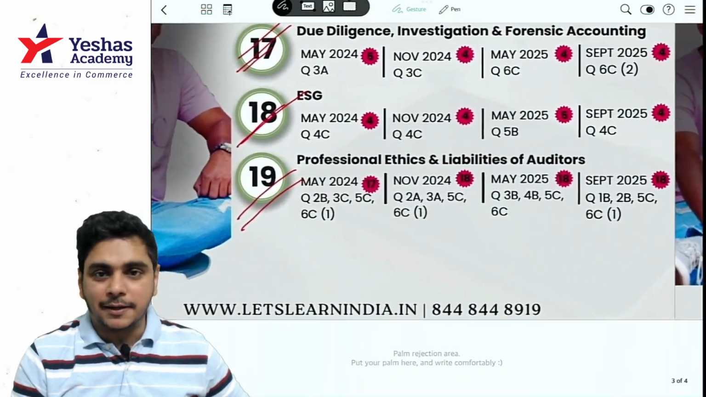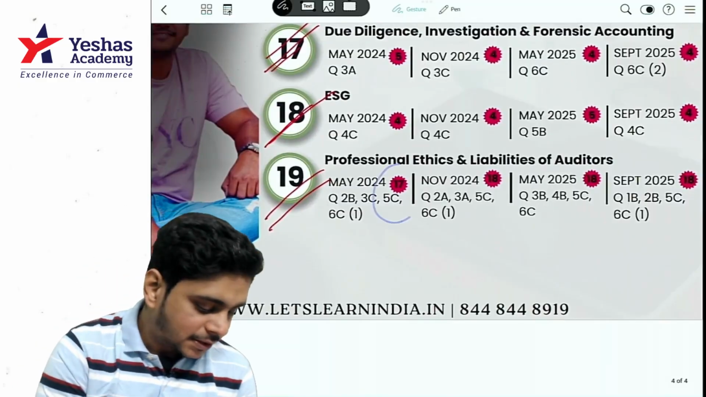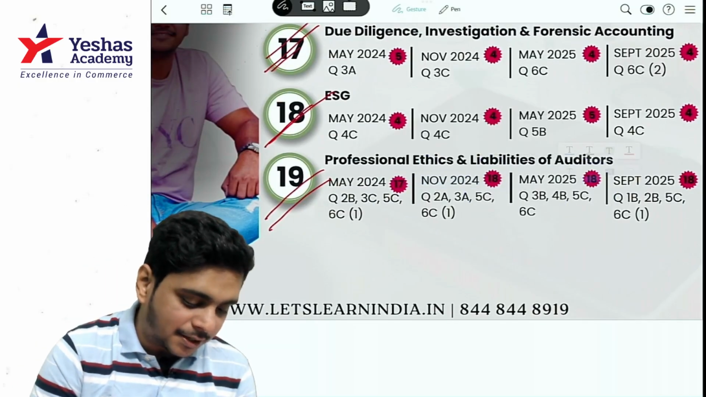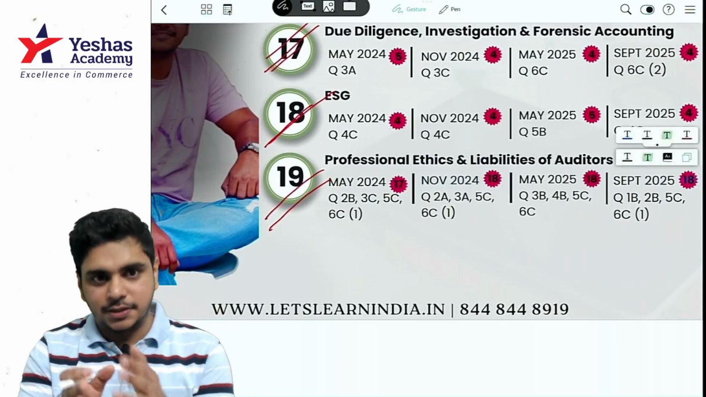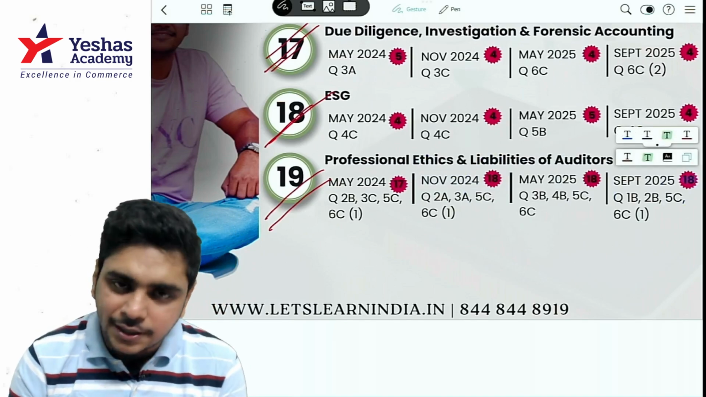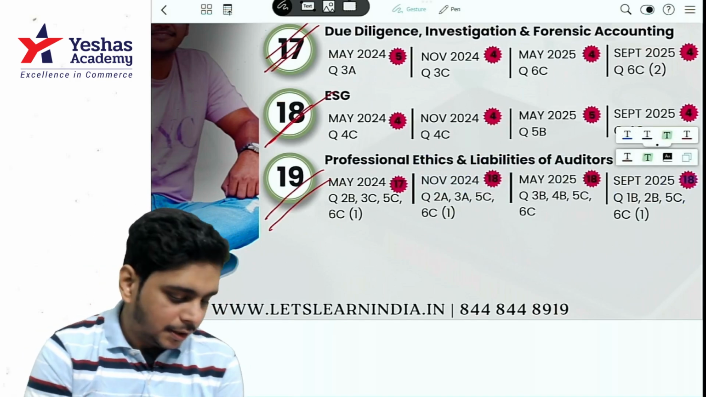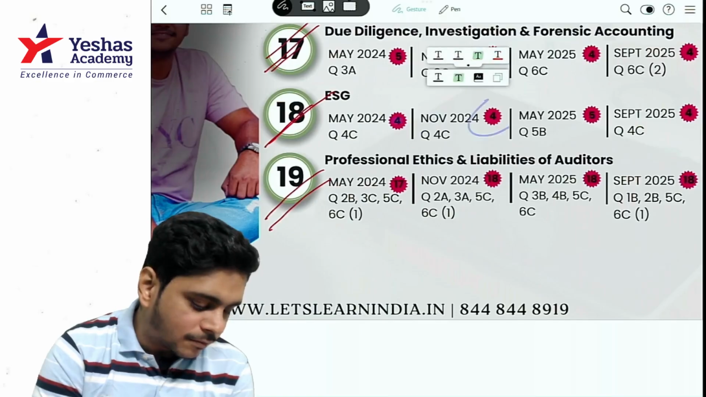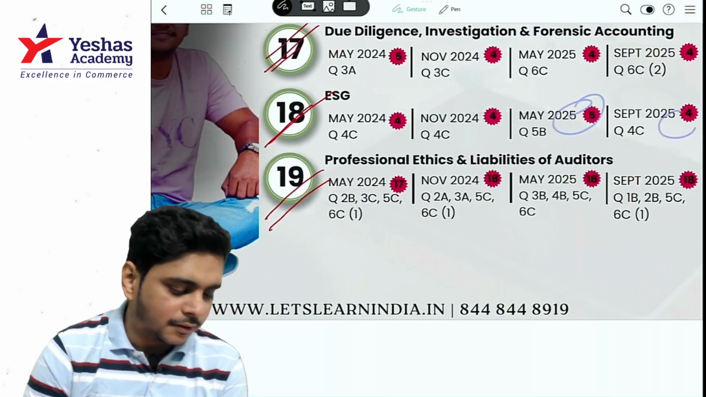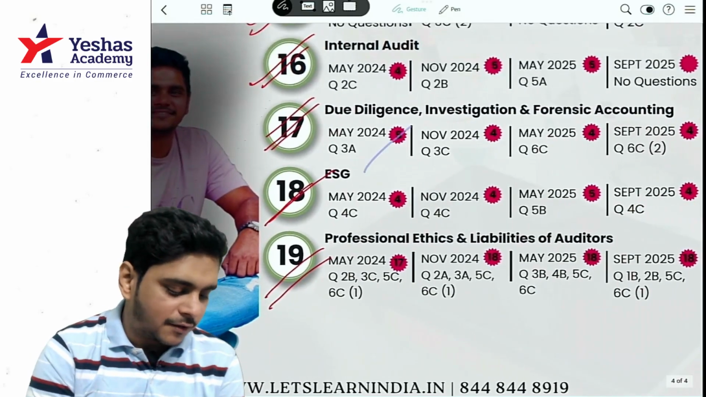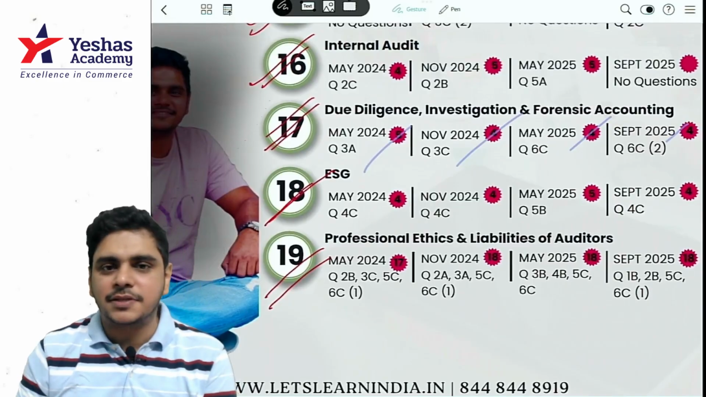Chapter number 19, professional ethics: 17 marks, 18 marks, 18 marks, 18 marks. And in this attempt also, Jan 26, it came for 18 marks. ESG chapter, every attempt 4 marks, 4 marks, there it was 5 marks, 4 marks. Due diligence, 5 marks, 4 marks, 4 marks, 4 marks. Every attempt these chapters are coming.